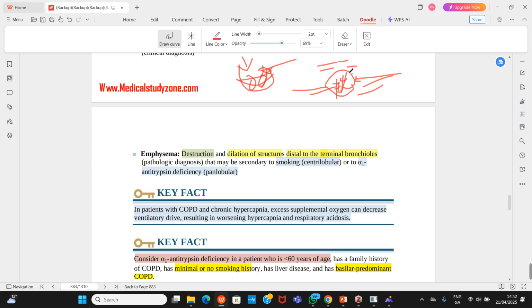What do we think is going to happen to the compliance in people with COPD from this analogy? What is going to happen to the compliance? Is it going to increase or reduce? Anybody?